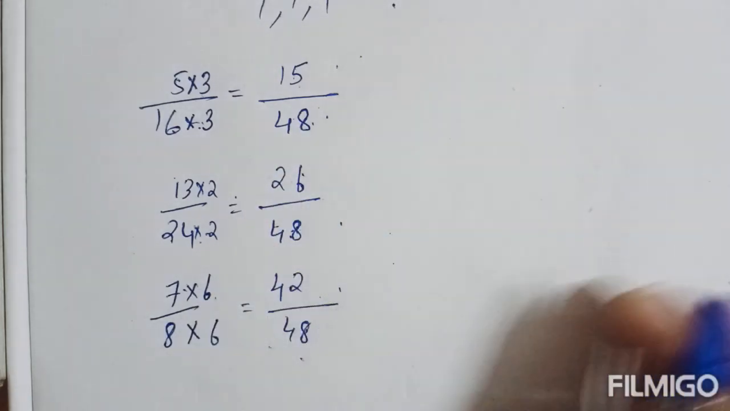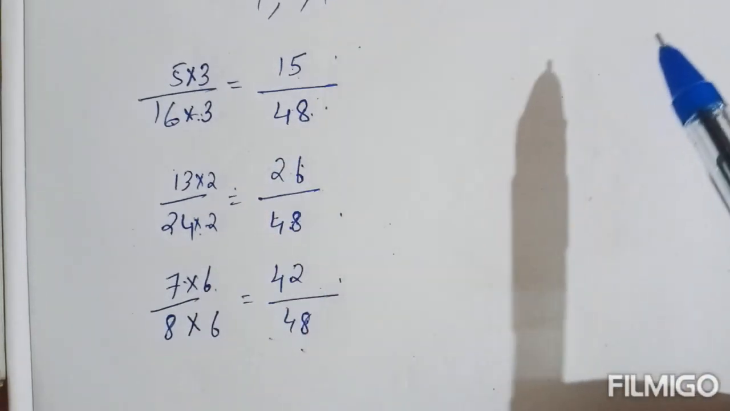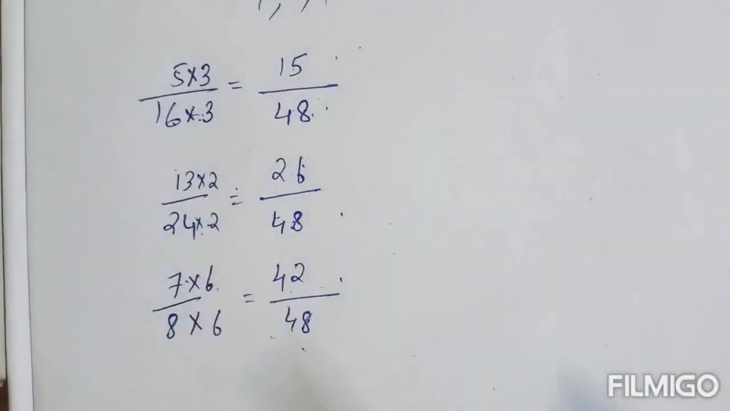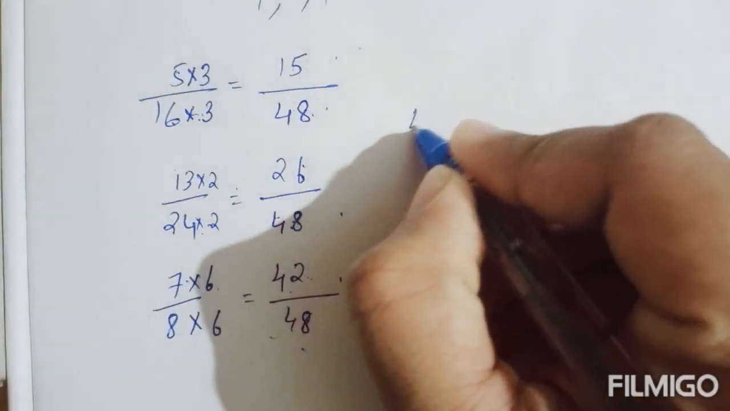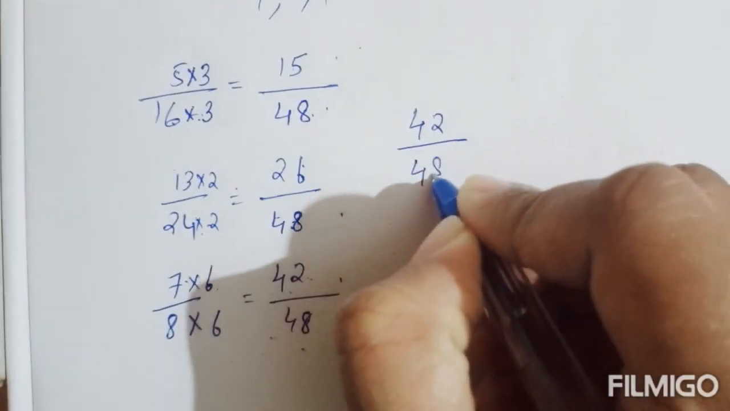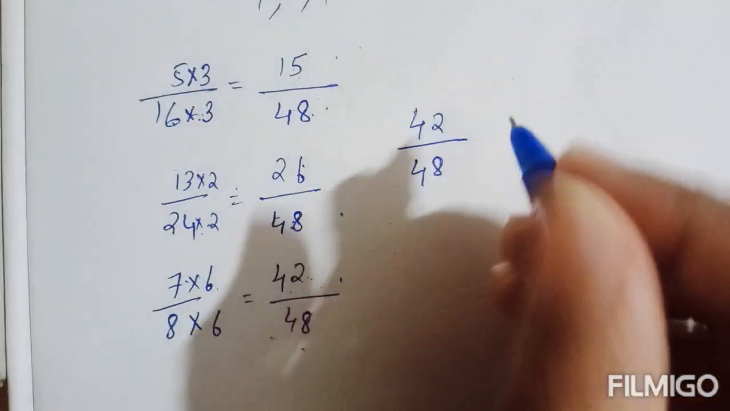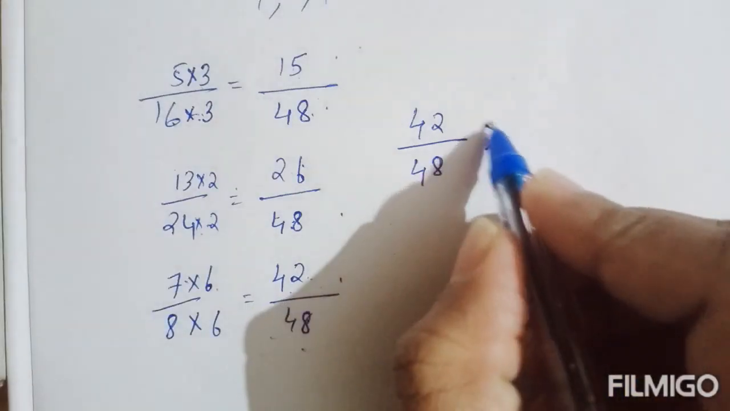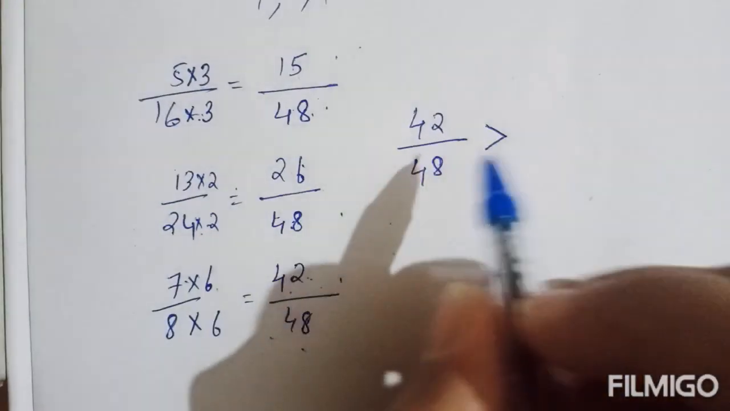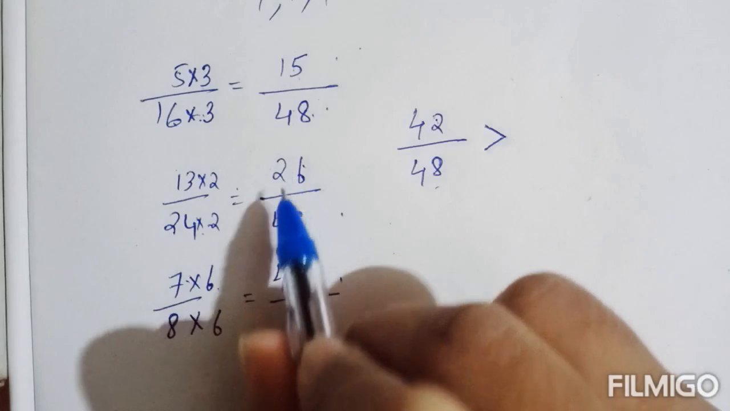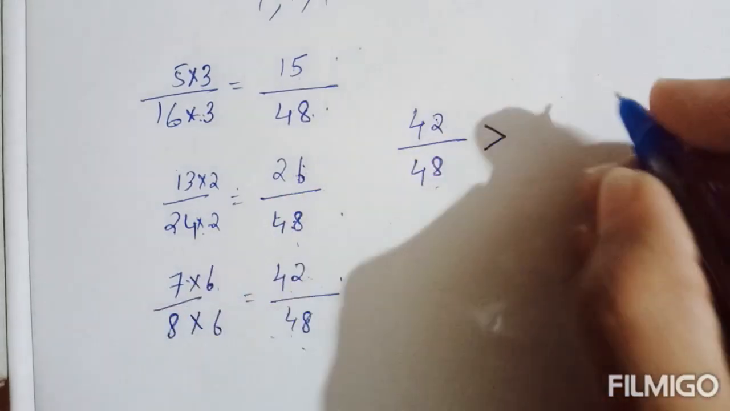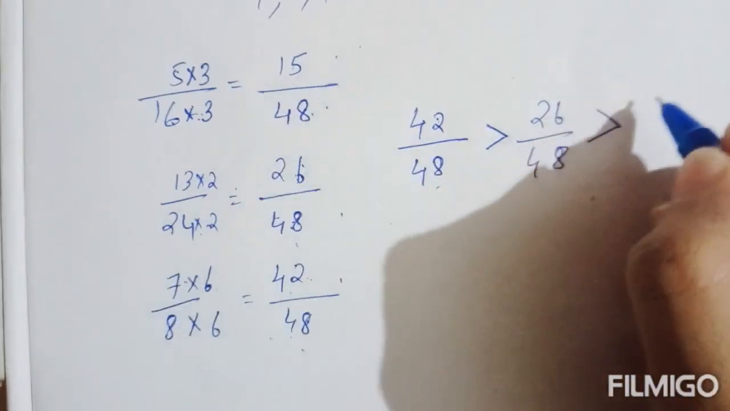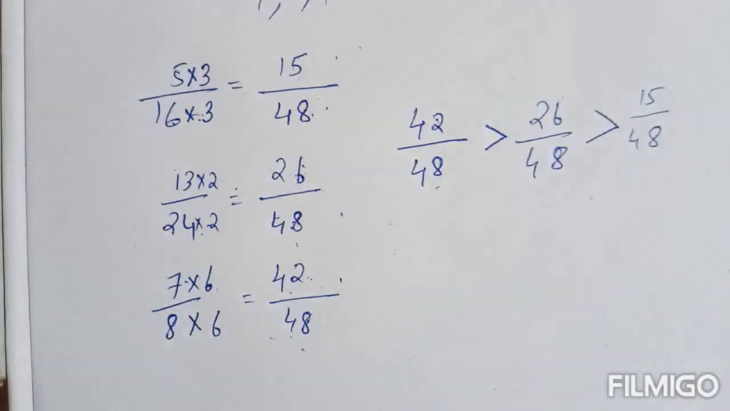Okay, so which one is larger here? You can compare their numerators. Here 15, 26, 42. So 42 is the greater numerator. So first you can write 42 by 48. And this fraction is greater than, since we are arranging in a descending order, use greater than symbol. 42 by 48 is greater than 26 by 48, which is greater than 15 by 48.